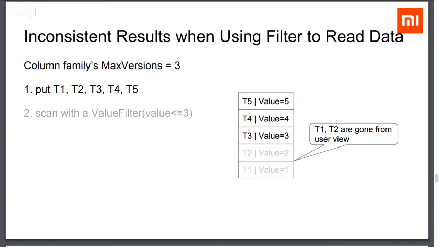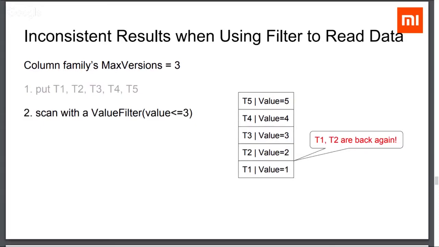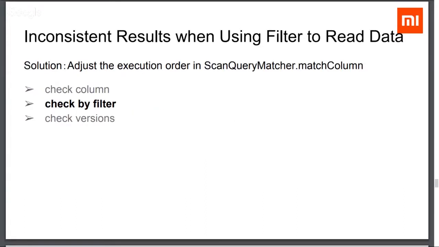Suppose a table whose column family's max version is 3, then we put 5 key values, and T5 has the biggest timestamp. So T1 and T2 are gone from the user's view. But when we scan with a value filter to read cells whose value is less than or equal to 3, then we will read T1 and T2 back again. This is really weird for users. The reason is the execution order in the scan query's match column method. It checks the column first, then checks by the filter. Finally, it checks by versions.